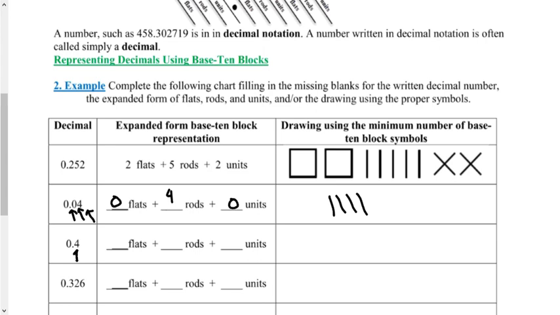All right, point 4. Remember, here's our flats. So we have 4 of them. Then afterwards, we have the rods. There's not any. And then there's also no units as well. So this is just 4 flats. 1, 2, 3, 4. Done.